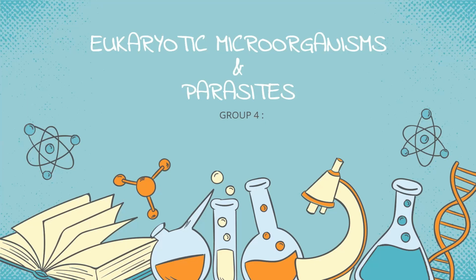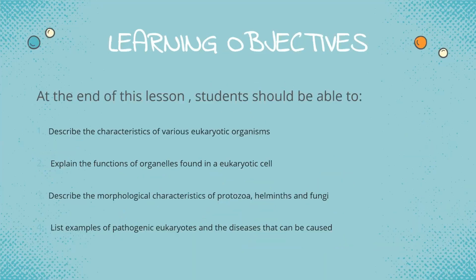We would like to present our topic, eukaryotic microorganisms and parasites. So our learning objective, by the end of this lesson, students should be able to describe the characteristics of various eukaryotic organisms, explain the function of organelles found in a eukaryotic cell, describe the morphological characteristics of protozoa, helminths, and fungi, and list examples of pathogenic eukaryotes and the diseases that can be caused.